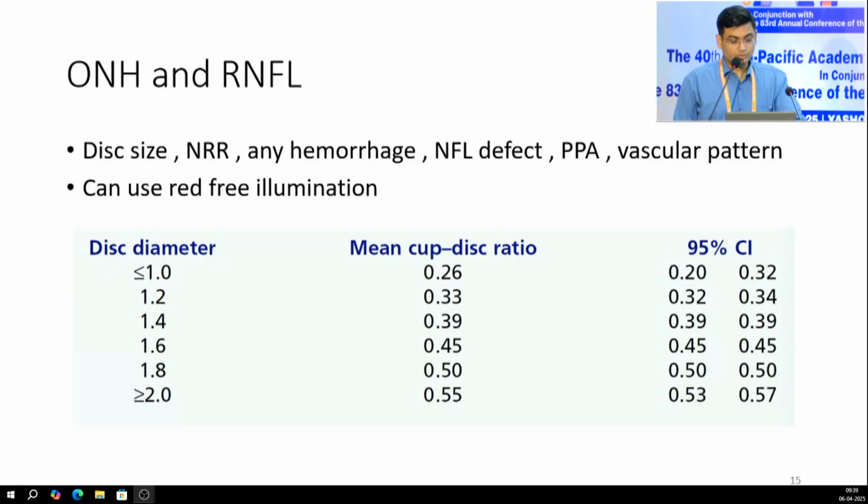So how do you examine the optic nerve head and the retinal nerve fiber layer? You have to see the disc size and the neuroretinal rim. Here, the importance is the size of the disc altogether. If a disc is large, it will have a larger cup-disc ratio, but the rim will have a good circumference. Therefore, it may not have any nerve fiber layer damage. There is a chart where you can see that a small disc will have a mean cup-disc ratio of 0.26. But in a disc of more than 2 millimeters, you can see that the mean cup-disc ratio is 0.55. So both of these are normal.